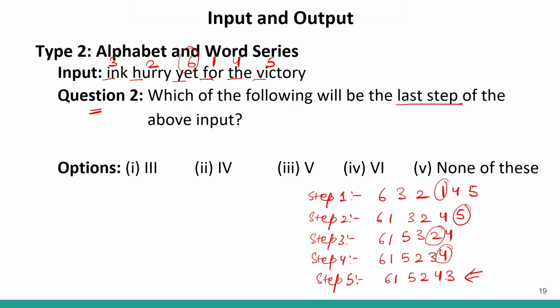This was the final arrangement: 6, 1, 5, 2, 4, 3. So this is achieved in which step? Step 5. So how many steps will be required to get the last step of the above input? 5 steps, which is given in option number 3. So option number 3 will be the correct answer. We need 5 steps to get the output. Okay.